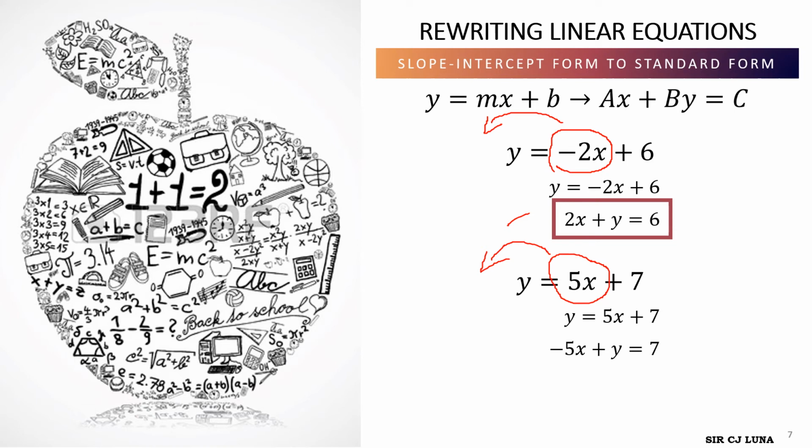Pero ito, hindi pa ito yung ating sagot. Diba? Kasi yung ating coefficient para sa x ay negative 5. Kailangan yan ay maging positive. So, anong gagawin natin? We will multiply the whole equation by negative 1. Okay? So, what will be our answer now? Very good. The answer is 5x minus y equals negative 7.